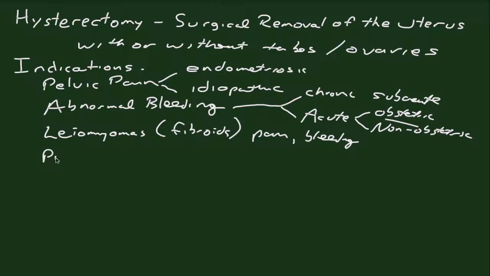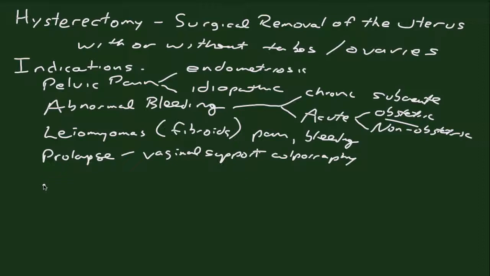Another indication is uterine prolapse. Just what it sounds like, it's the failure of pelvic support, leading to pressure symptoms. If a hysterectomy is done for prolapse, it's often done in combination with other vaginal support procedures, such as an anterior or posterior colporrhaphy, or one of the newer combined mesh procedures.